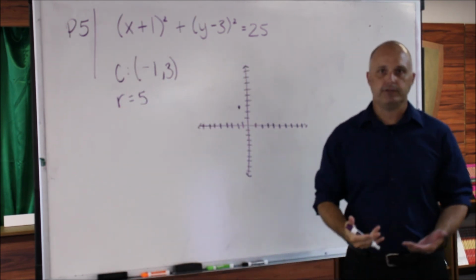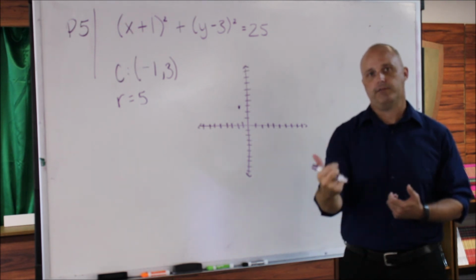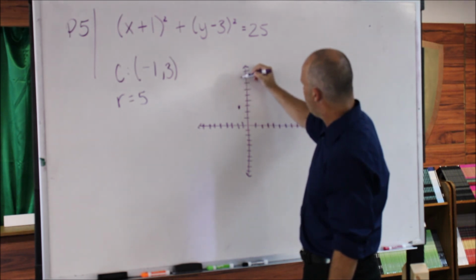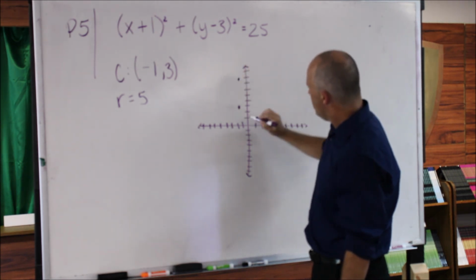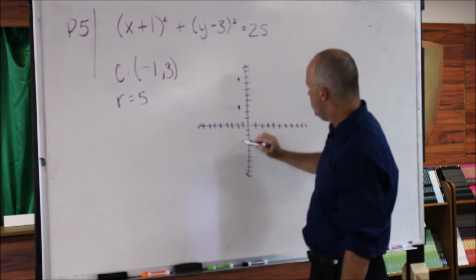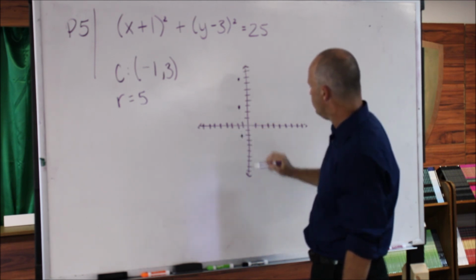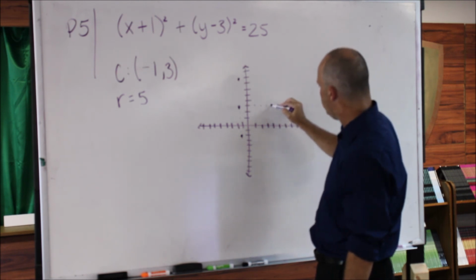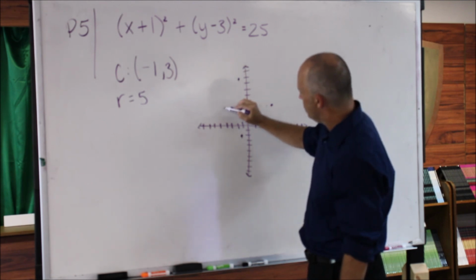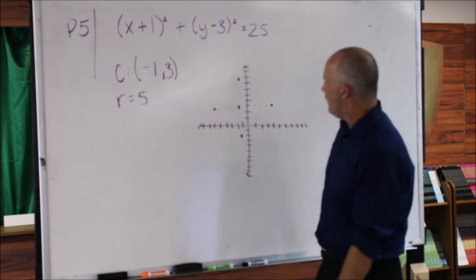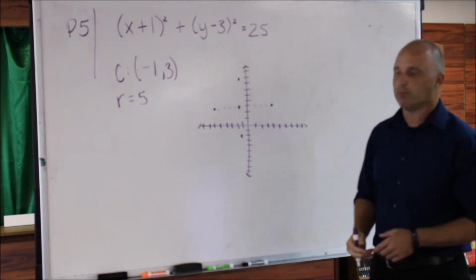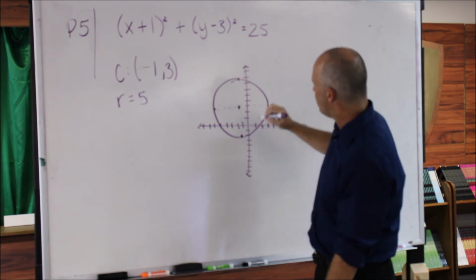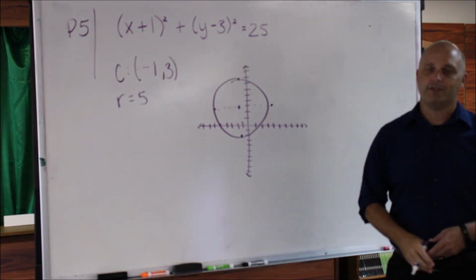Now all we've got to do to graph this is go 5 units up, 5 units down, 5 units right, and 5 units left. So we're going to go 1, 2, 3, 4, 5, put a point there. Go down 1, 2, 3, 4, and 5, put a point there. And then go right 1, 2, 3, 4, 5. And then left 1, 2, 3, 4, and 5. Now that we've got that done, all we've got to do is join all of those points with a circle. And you can see it's not the greatest circle ever, but that's what the graph is going to end up looking like.